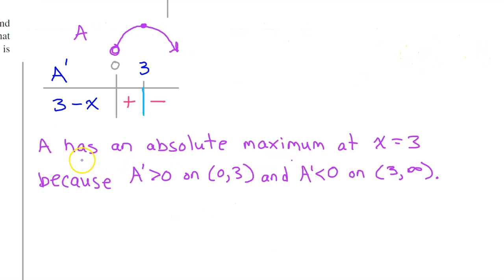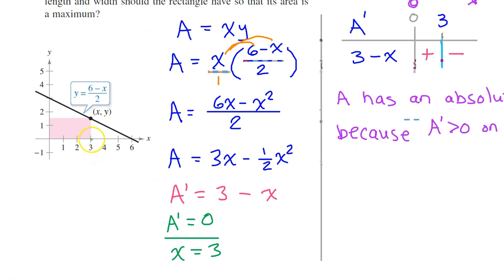We say A has an absolute maximum at x equals 3 because A prime is positive on the interval from 0 to 3, and A prime is negative on the interval from 3 to infinity. Be sure not to say it's because A prime changes from positive to negative. That only gives us a relative maximum, not the absolute maximum we need. Ha! I just noticed they gave away the answer in the picture.